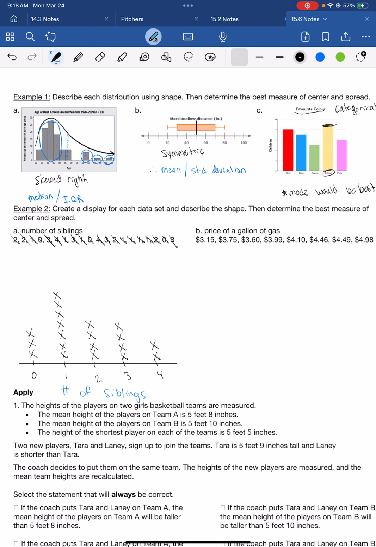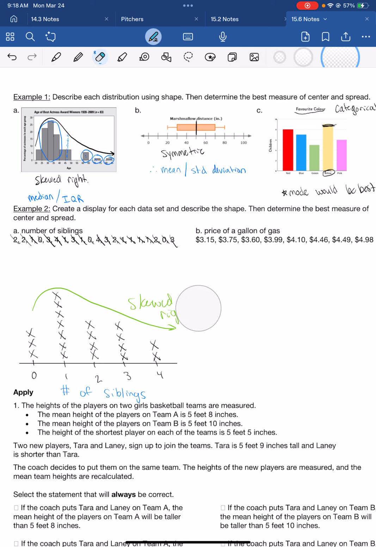So our data would look something like that. And now, to describe our shape, we can see it's a little bit here, and then it kind of tails off this way. So this would be skewed to the right.